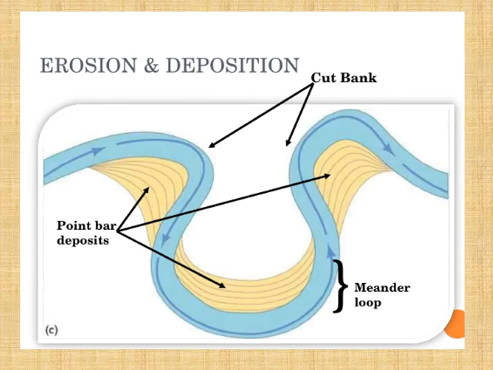So again, as we discussed, here there would be erosion, and here there is deposition of the sediments. These deposits are known as the point bar deposits.